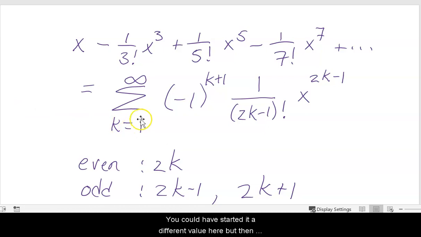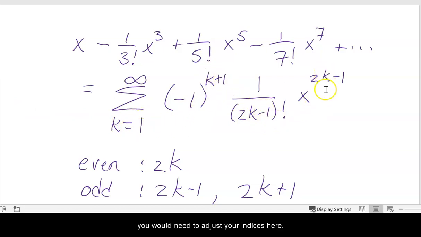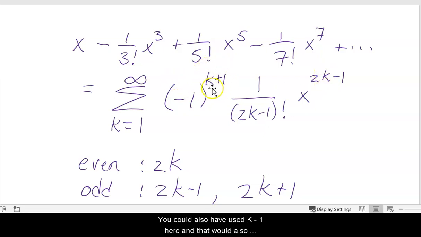This will generate the pattern that I'm looking for. You could have started at a different value here, but then you would need to adjust your indices here. You could also have used k minus 1 here, and that would also generate exactly the same sequence. Your answers here are not necessarily unique. This is our example of what it should look like in order to get sine of x centered at 0 written as an infinite Maclaurin series.